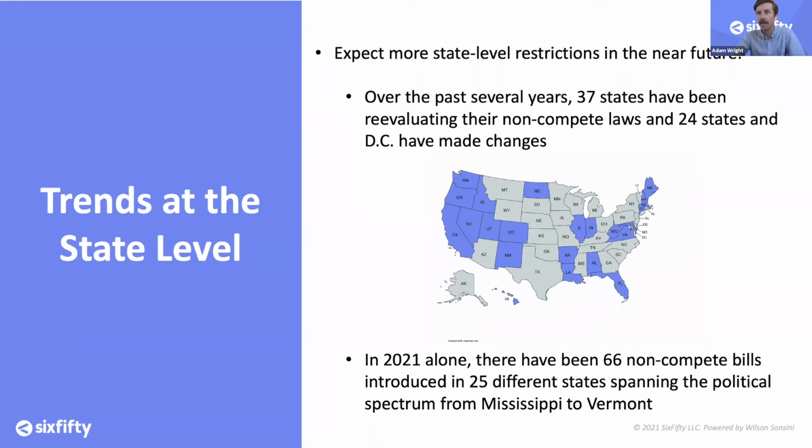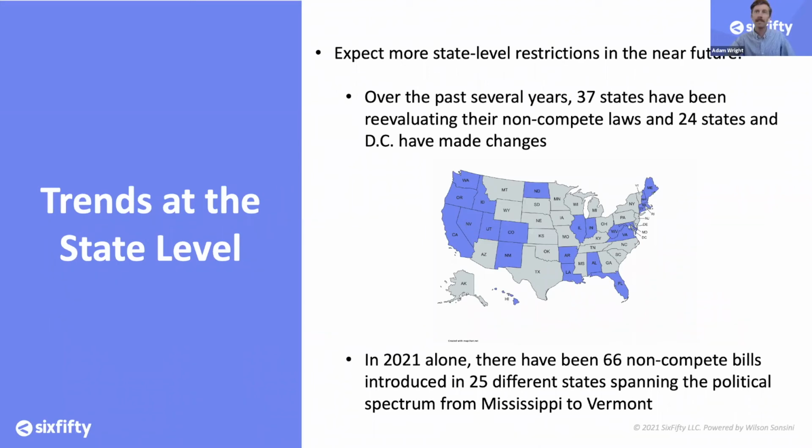And you can see that reflected in the map here. The highlighted states are the states that have actually made changes to their non-compete law in recent years. And in this year alone, there have been 66 non-compete bills introduced in 25 different states, which span the political spectrum from Mississippi to Vermont. And I think that's a really important point here, is that this isn't a red state, blue state issue. It really is a trend that we're seeing across the political divide. And so it's important to be aware of that.